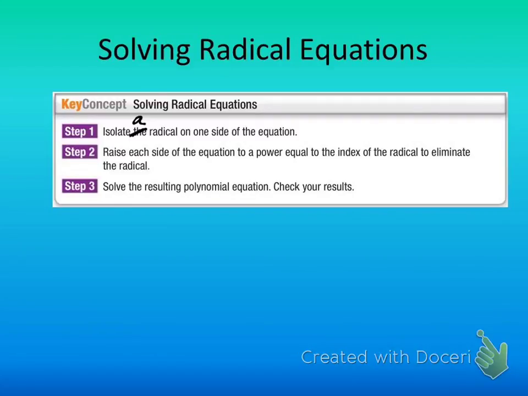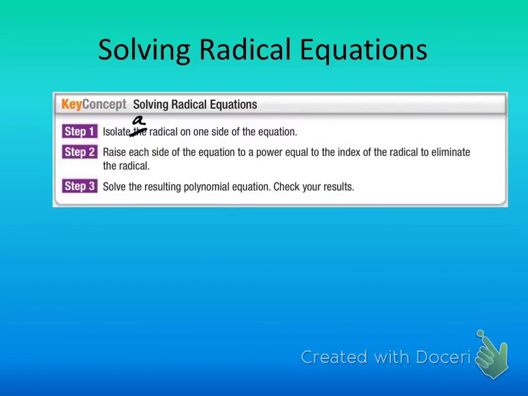Number one, isolate a radical on one side of the equation. Whatever algebra that takes to do, you do. Sometimes it'll be done for you already. Sometimes you'll have to add to one side. Sometimes you'll have to divide both sides. Whatever the case may be, you just have to get the radical isolated on one side first.